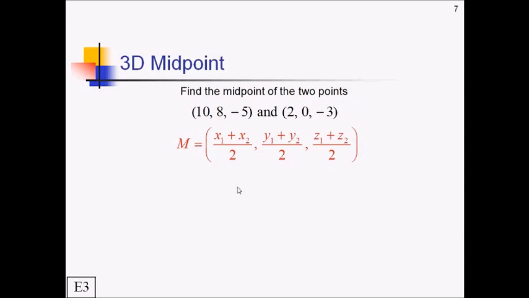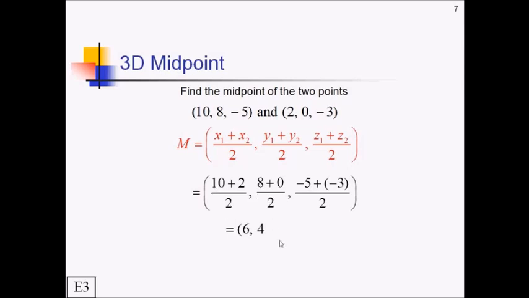Plugging all of this in now, we've got 10 plus 2 over 2, 8 plus 0 over 2, and negative 5 plus negative 3, all over 2. Which ends up giving us, let's see, this is going to be 12 over 2 is 6, comma 4, comma negative 8 over 2 is negative 4.